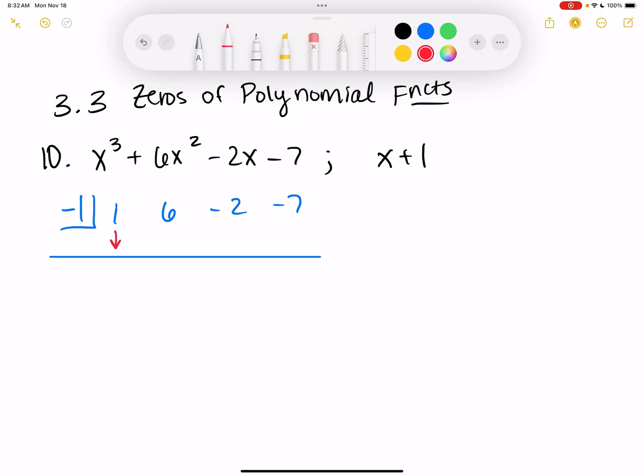So we bring down the 1. Times -1 is -1. Plus 6 is 5. Times -1 is -5. Minus 2 is -7. Times -1 is 7. Minus 7 is 0. So this came out to be a 0, so that tells us that x plus 1 is a factor.